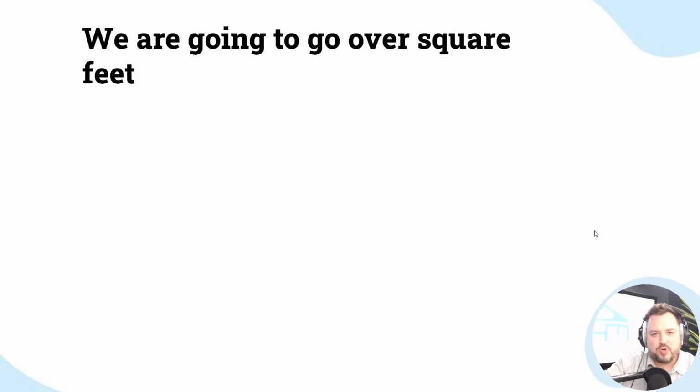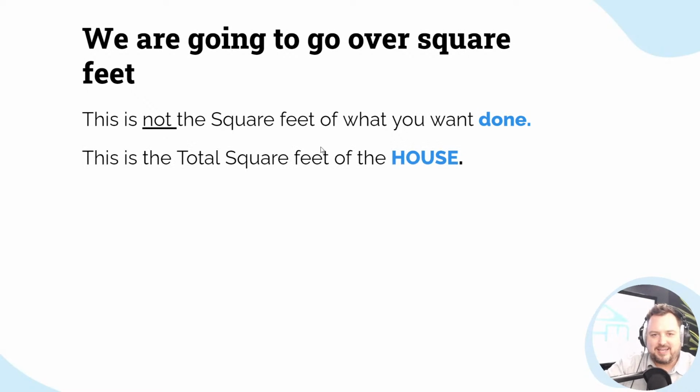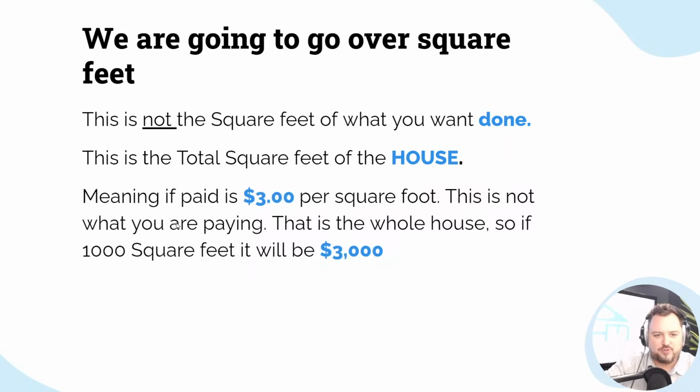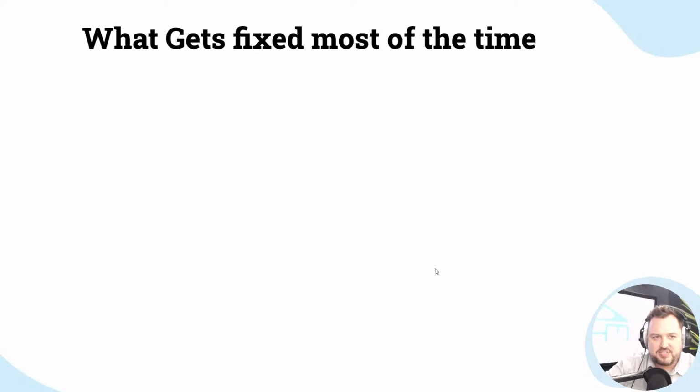Okay. So we're going to be going over this price per square foot. It's not the square foot, it's the total square footage of the house. Meaning if it's $3 per square foot, this is not what you're paying for just one foot. This whole house, so it's 1,000 square feet, would be $3,000. Okay. So I want to make sure we're on the same page with that.